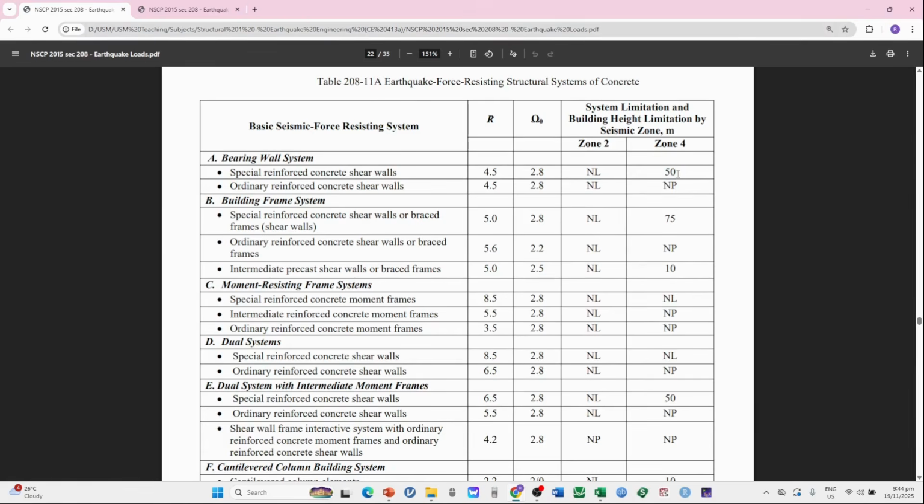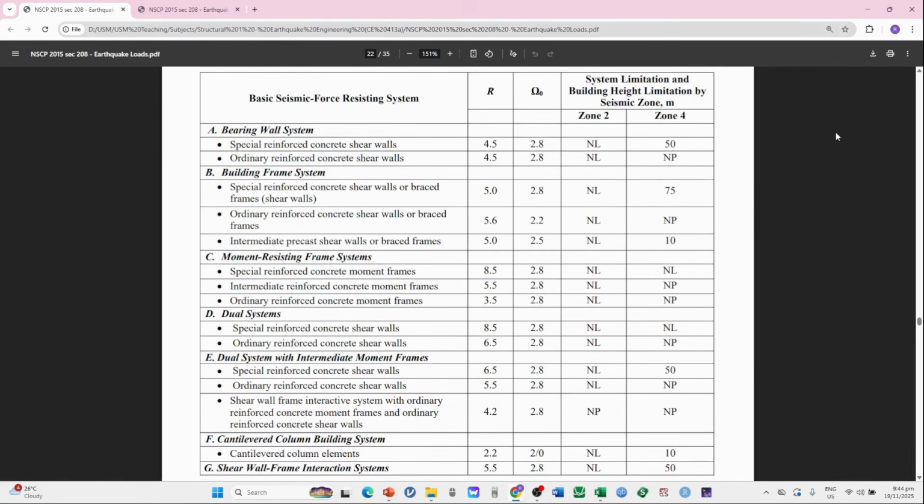So there is a limit of up to 50 meters. So ordinary reinforced concrete shear walls is not permitted. So let's put X here so that we can see this is not permitted, this is not permitted. Then the special reinforced concrete shear walls or brace frame, so it needs to be special. So the limitation is only 75, and the ordinary is not permitted. So this is not permitted. You don't build a structure that is ordinary reinforced concrete shear walls or brace frames.